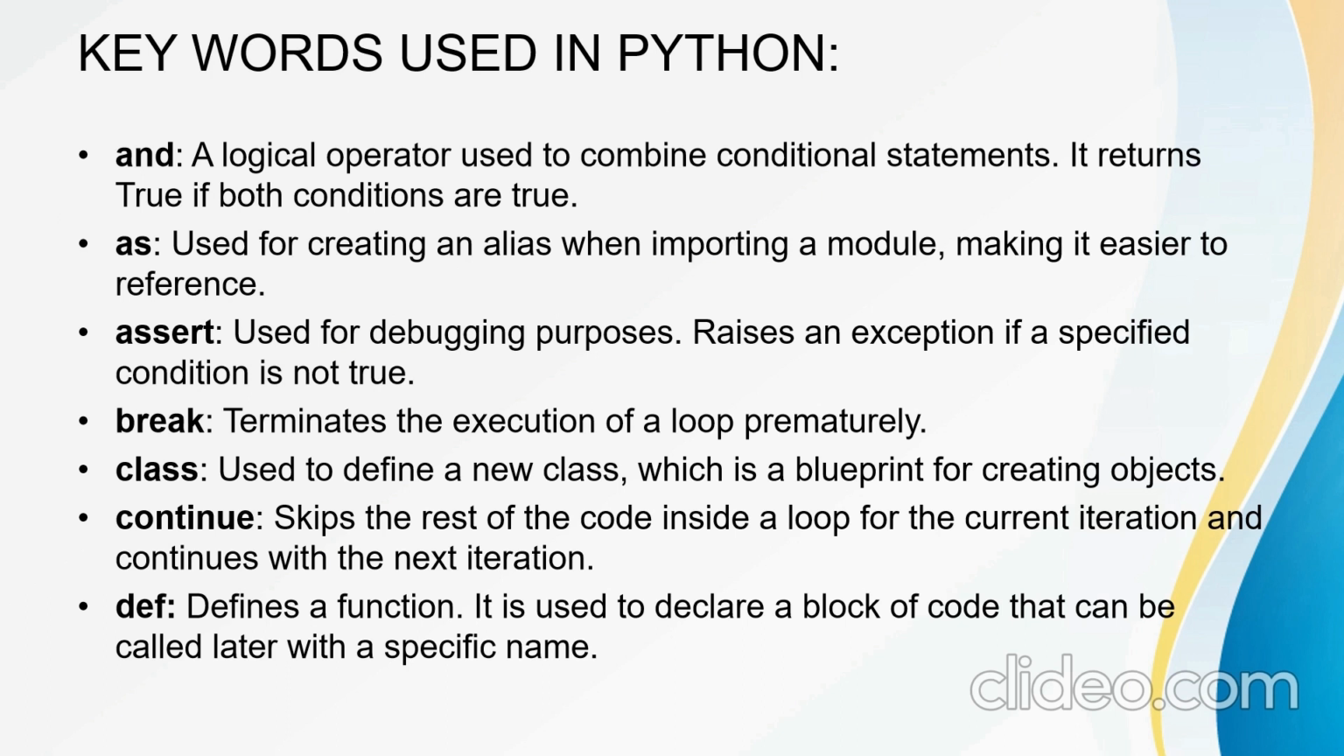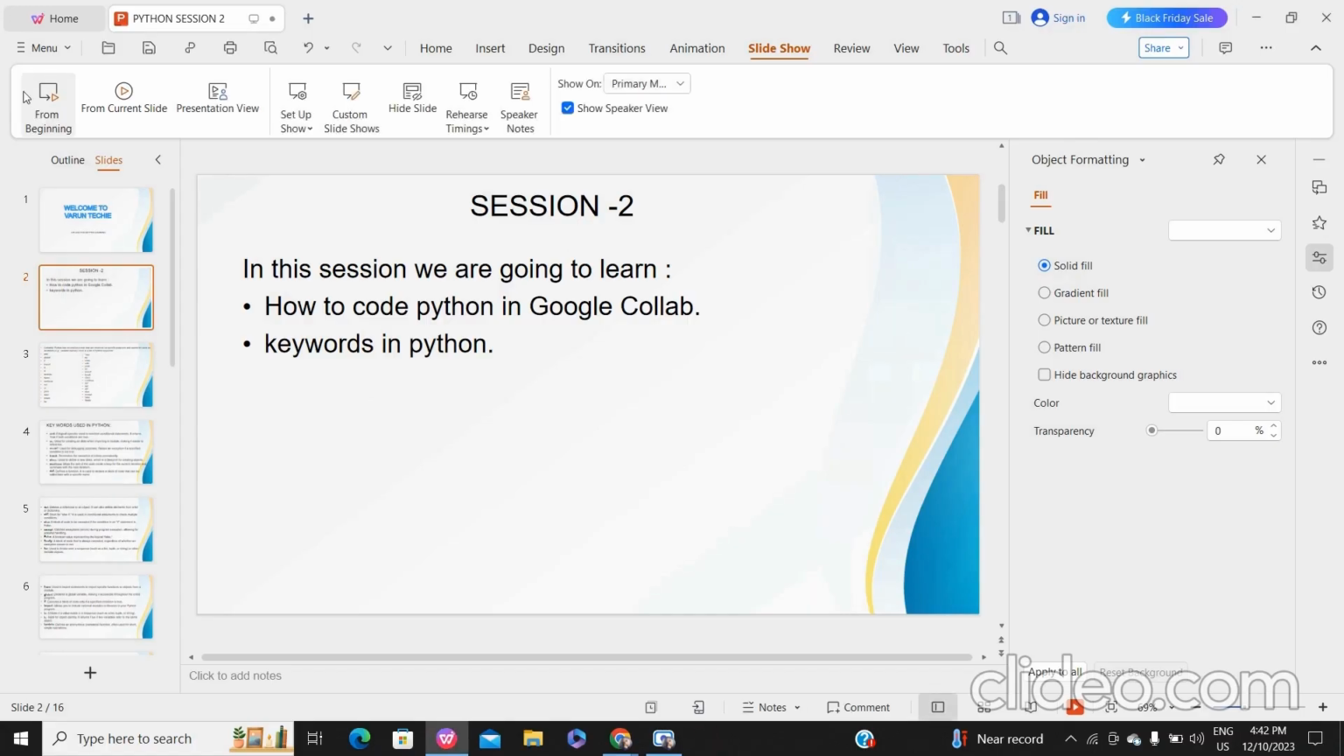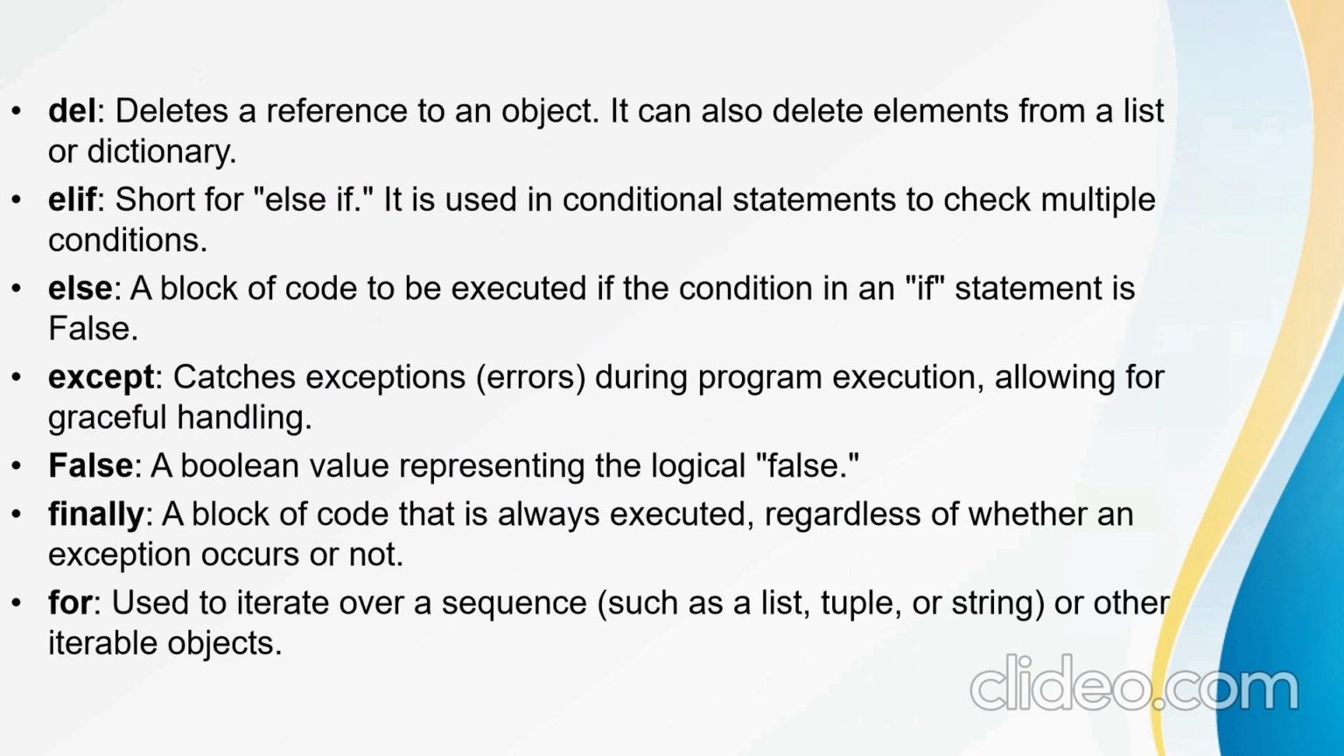Def: defines a function. It is used to declare a block of code that can be called later with a specific name. Del: deletes a reference to an object. It can also delete elements from a list or dictionary. Elif: short for else if. It is used in conditional statements to check multiple conditions. Else: a block of code to be executed if the condition in an if statement is false.